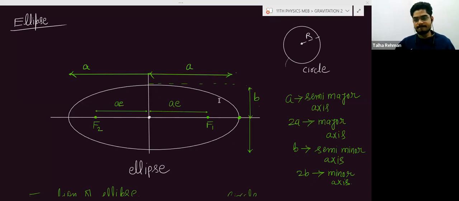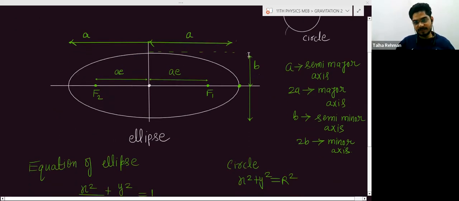Like a circle is there and an ellipse is also there. So this is the ellipse, and in the case of the ellipse, this is 2a. A plus a, 2a, is known as the major axis. In the same way, this is b, and this is also b. So b plus b, 2b, is known as the minor axis, and b is the semi-minor axis. And this is the center, and this is one of the focus.